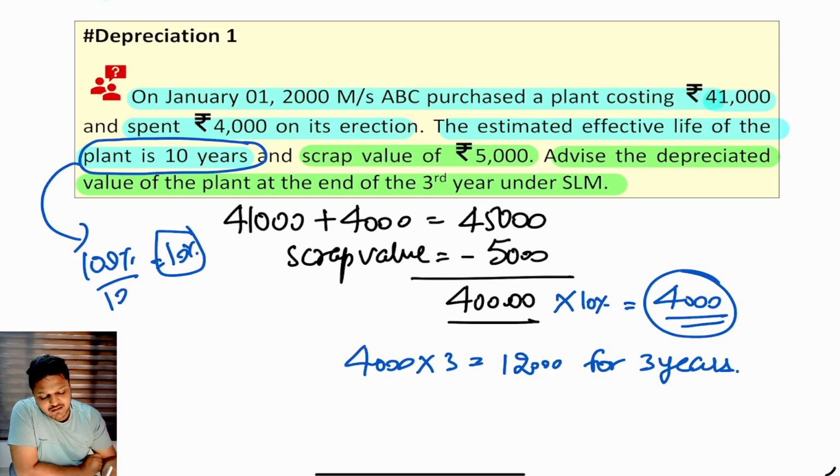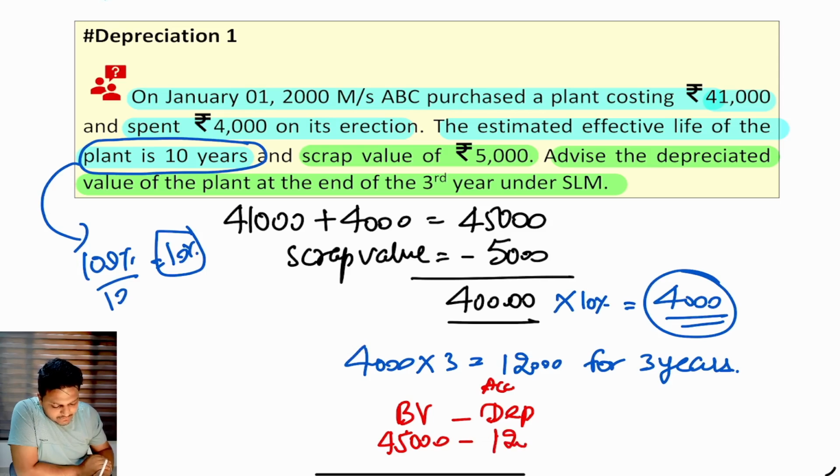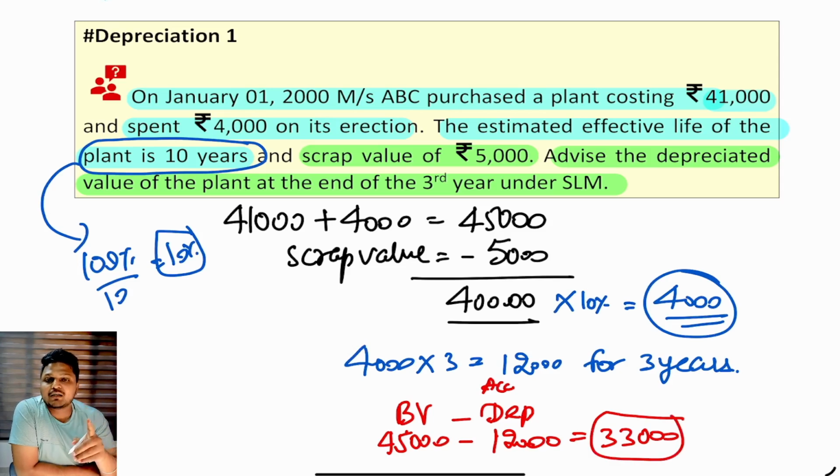In the question, they asked us about the depreciated value of the plant. So it will be equal to the book value, that is 45,000, minus the accumulated depreciation, which we calculated to be 12,000. So 45,000 minus 12,000 is equal to 33,000. So this is the depreciated value of the plant at the end of the third year under the straight line method of depreciation. That was all about this particular video.